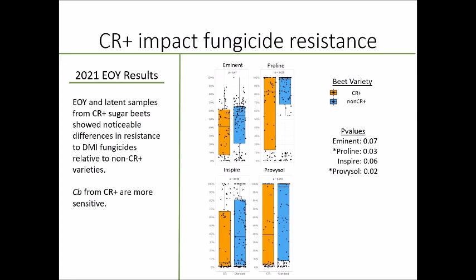Yellow is CR Plus varieties, blue is non-CR Plus varieties, and any higher shift on these charts would indicate more resistance, and clustering towards the bottom would indicate lower resistance. This was actually statistically significant for Proline and Propofol, and nearly significant for Eminent and Inspire. But as I layer on 2022's data, I would anticipate we'd start to see some real discrepancies.